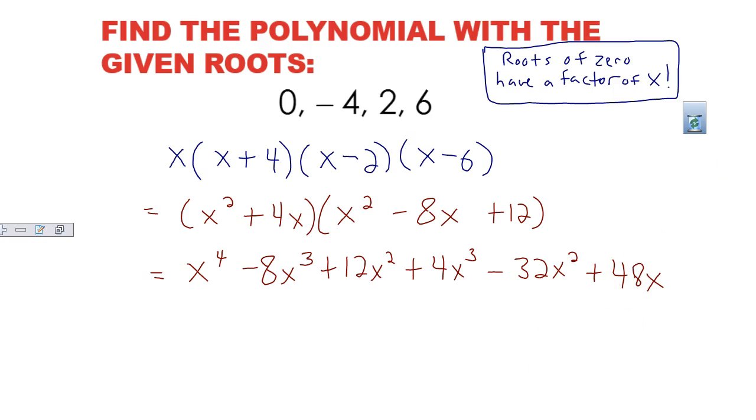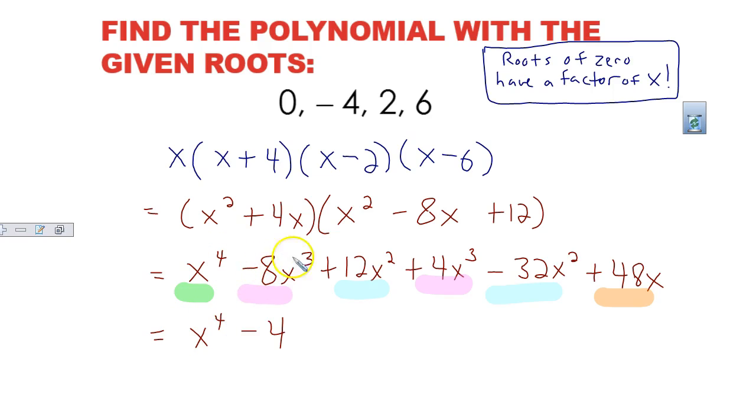Now what you'll notice here is we have some like terms, don't we? We have some x to the 3rds that could go together. We have some x squareds that can go together. And then we have a term at the front and a term at the end that don't have anyone to combine with. We want to put these in descending order based on the degree or the exponent. So we'll start with x to the 4th.